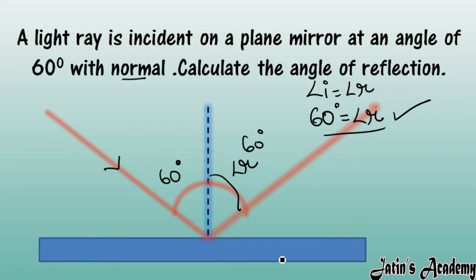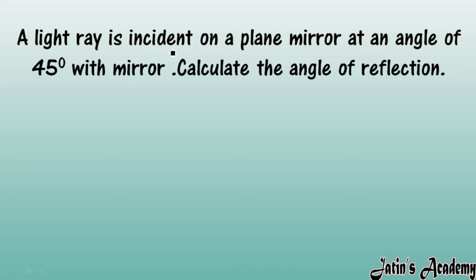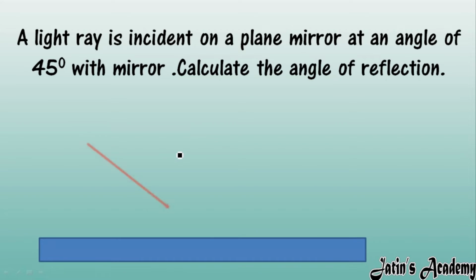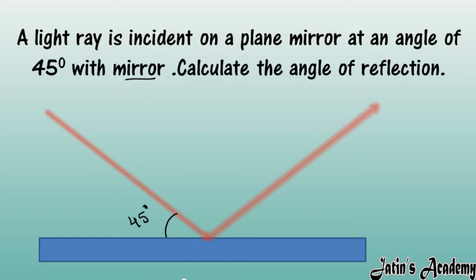Second numerical we are having: a light ray is incident on a plane mirror at an angle of 45 degrees with the mirror. Actually this incident ray is making a 45 degree angle with the plane mirror, not with the normal. Calculate the angle of reflection. So the angle of reflection, this angle R, we have to calculate. So how to calculate? See carefully.